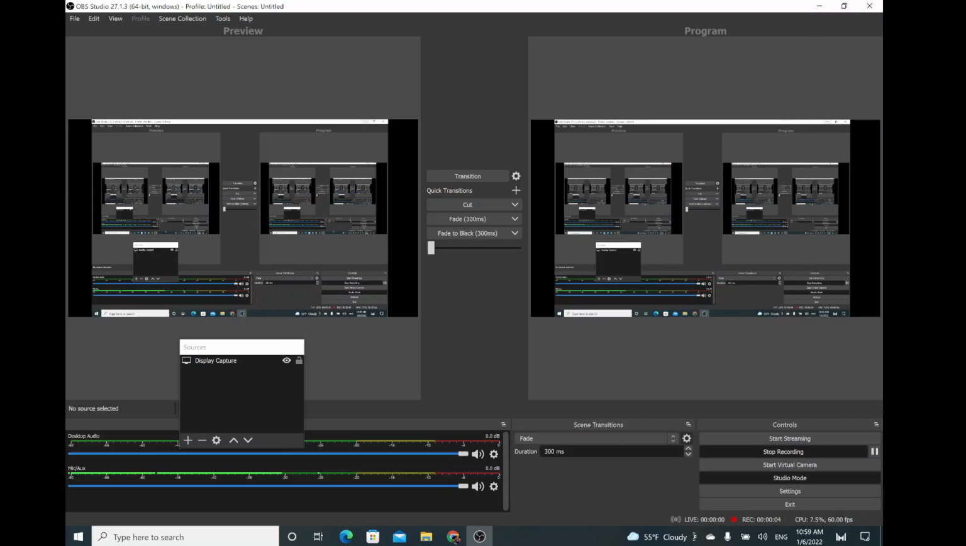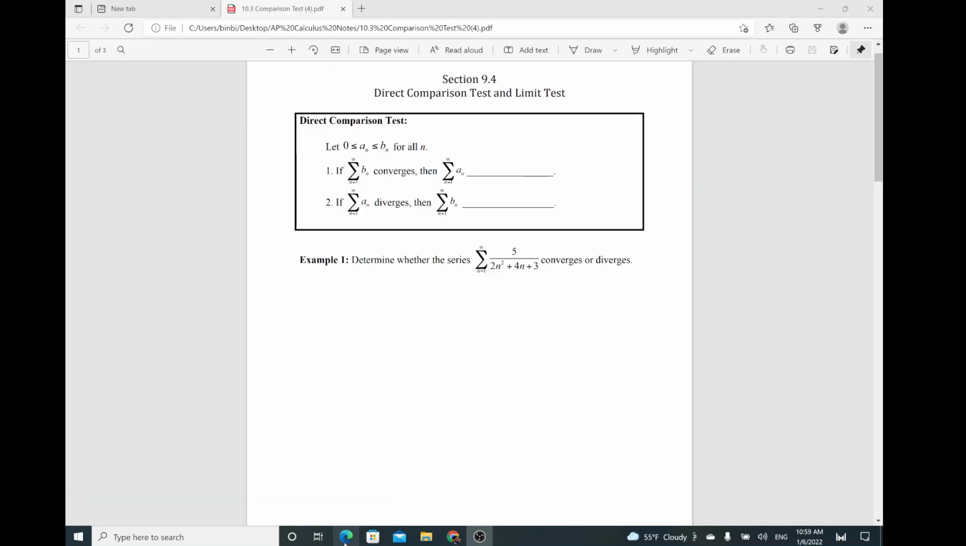Mr. Chen again. Today I would like to continue to talk about the other sections of 9.4. It's the direct comparison test and limit tests.